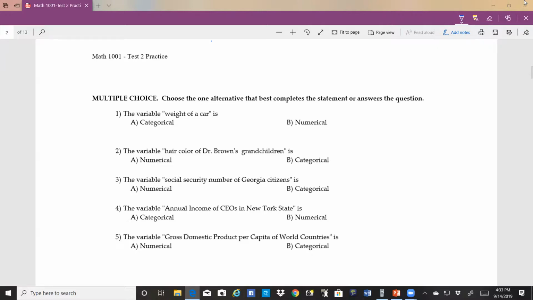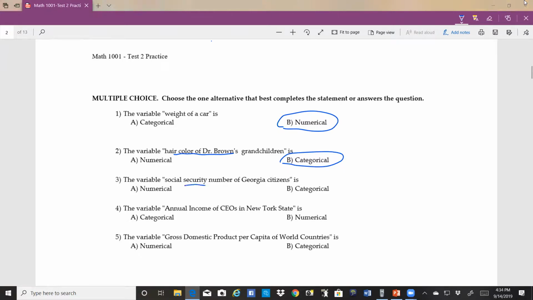variable. The weight of a car would be in pounds or kilograms or something like that, and it's obviously numerical. The variable hair color of my grandchildren, you certainly don't give the color a number. It's definitely categorical.